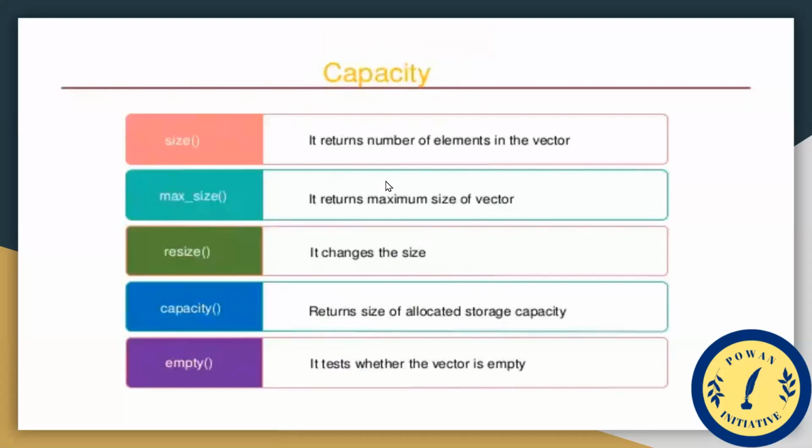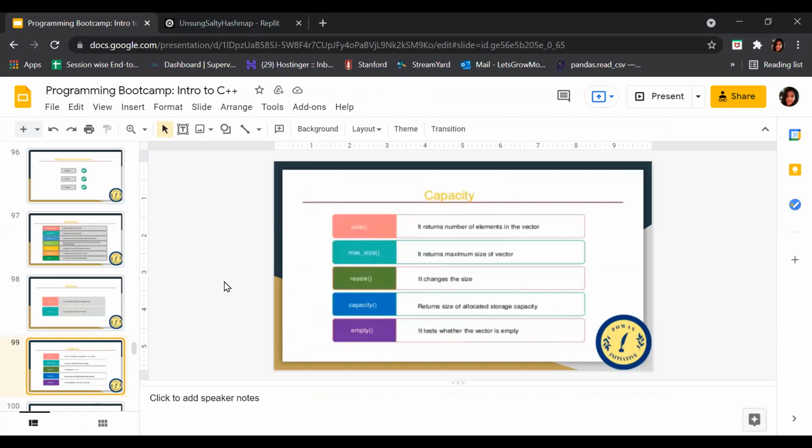We have size, max_size, resize, capacity, and empty. What do these member functions do? Size returns the number of elements in the vector. Max_size returns the maximum size of the vector. Resize changes the size of the vector. Capacity returns the size of the allocated storage capacity, meaning how much storage is allocated to the vector. Empty tests whether the vector is empty or not. So let's move on to the hands-on part to get a brief understanding of this.